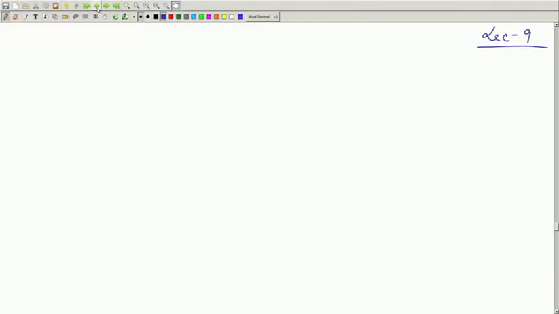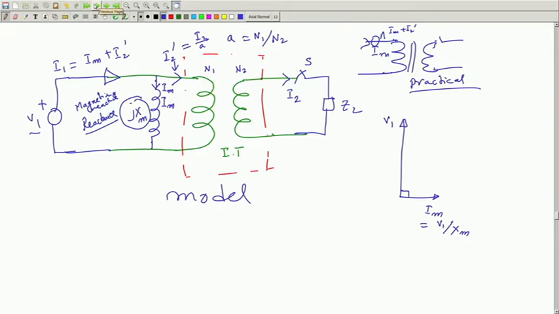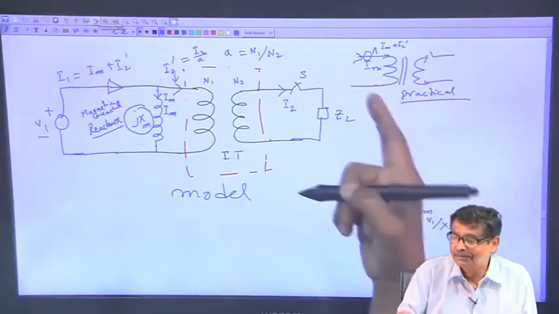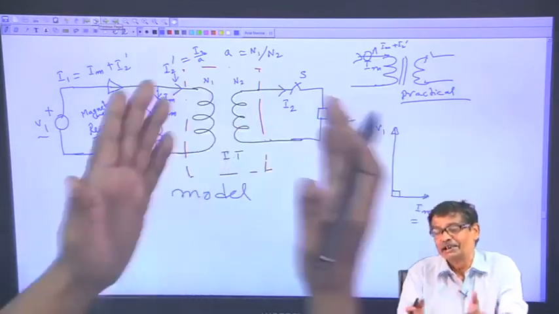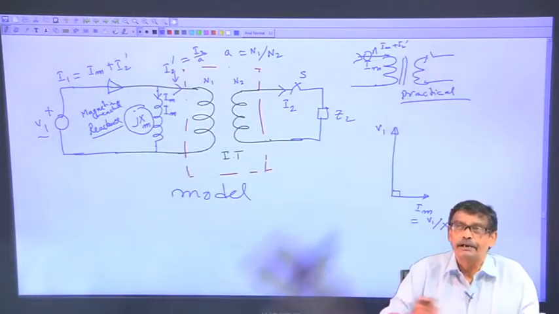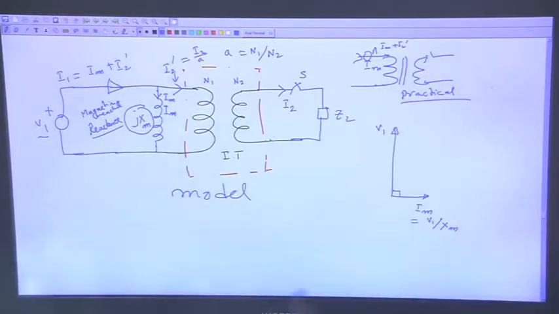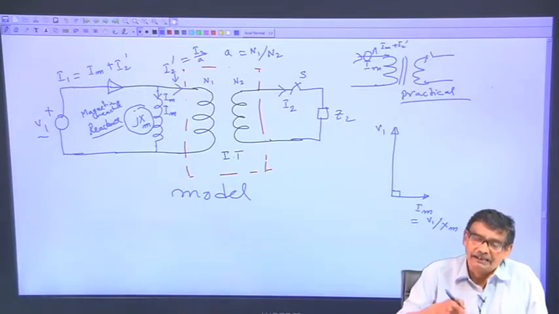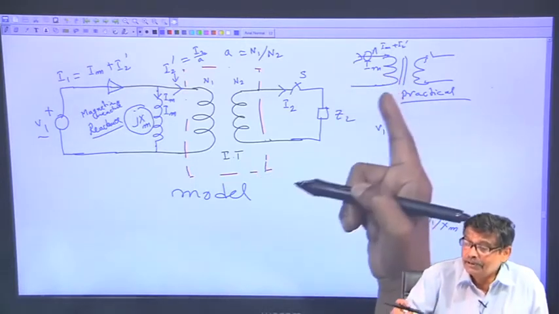Okay, welcome to the 9th lecture, and you recall we were gradually going towards a practical transformer, and in my last class this was the slide, a practical transformer. Here there is no XM connected, you must understand that it is a practical transformer in the laboratory, with 2 secondary and 2 primary terminals, there was nothing like XM connected there.